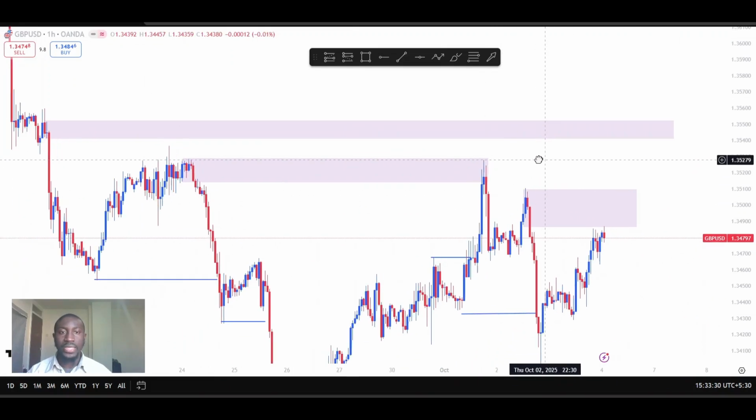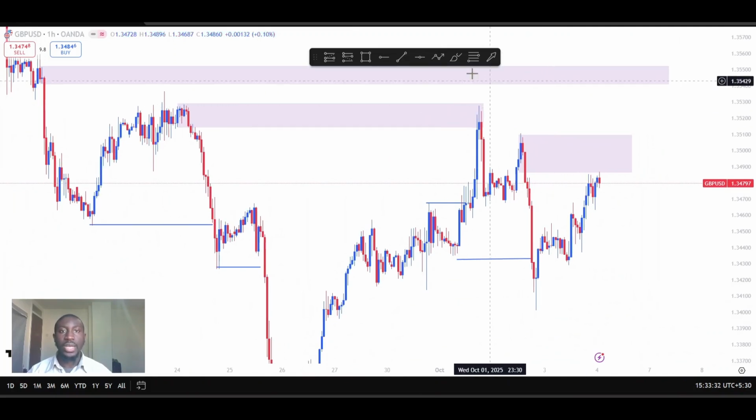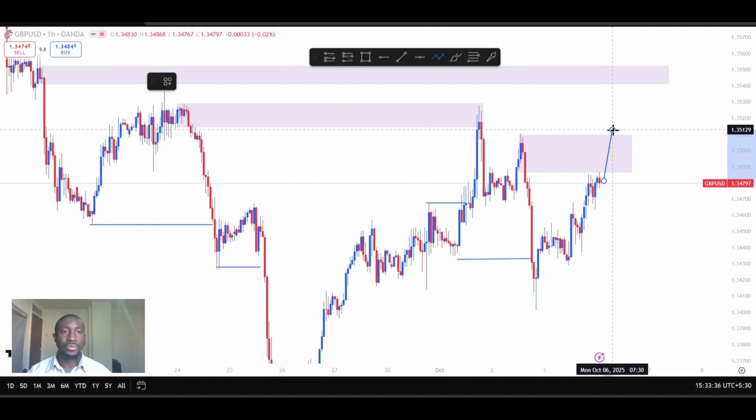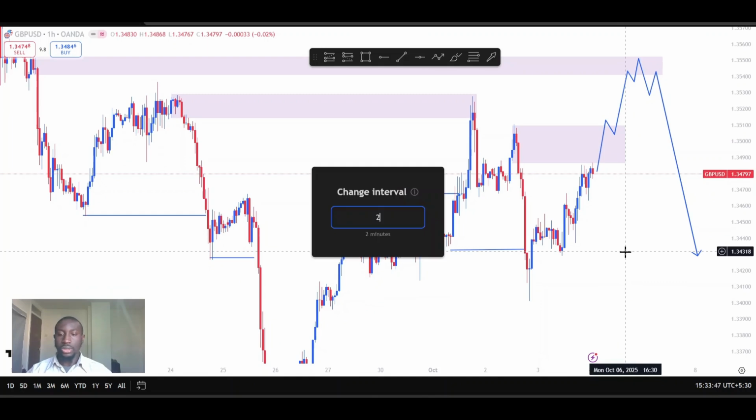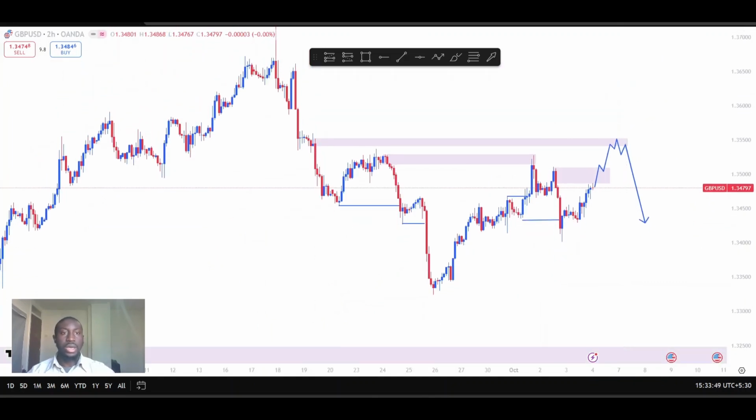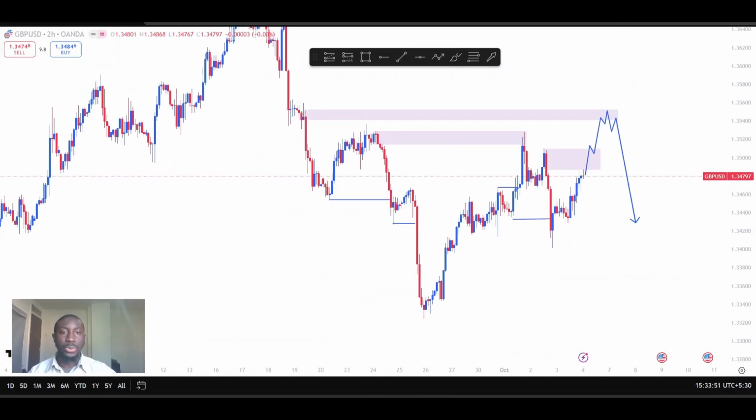So we might see price rally up, take this stop loss, go here, and maybe do something like this before we sell off. Now let's go to 2 hours. Why am I having this conviction that this is what is going to happen?